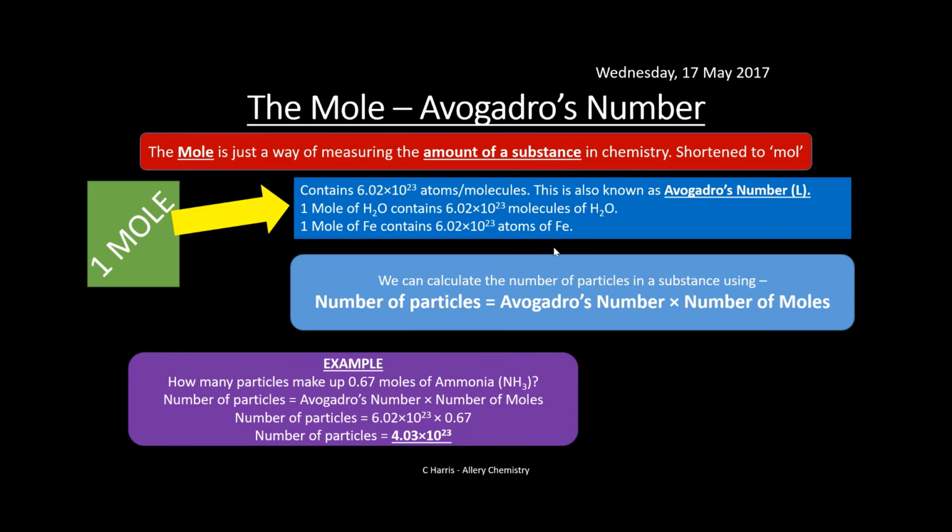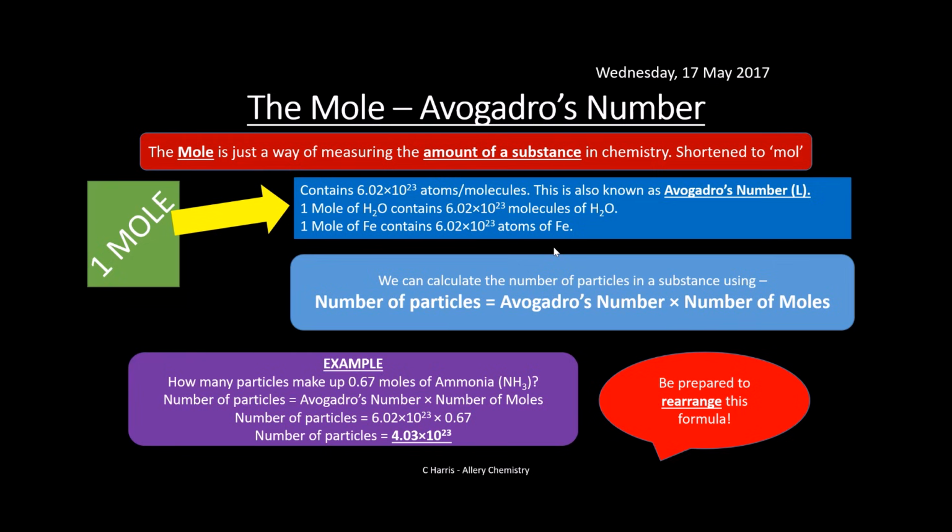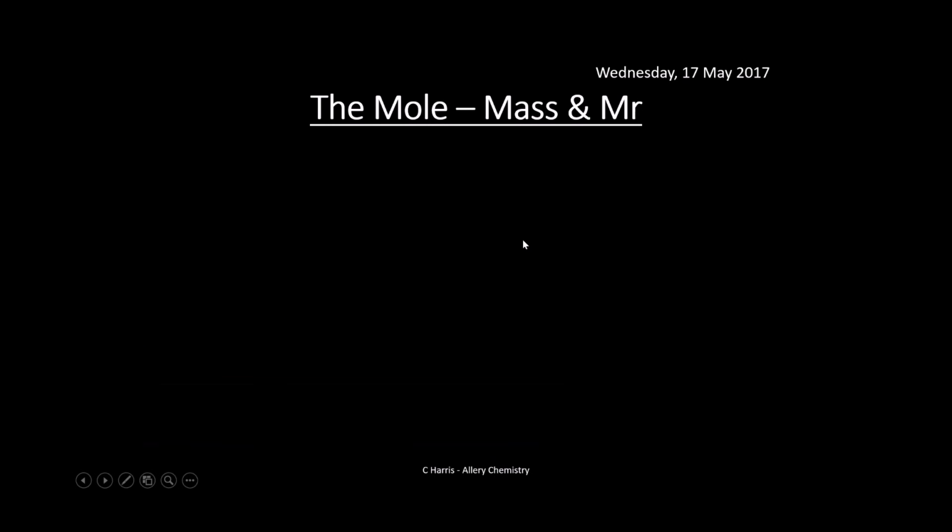How many particles make up 0.67 moles of ammonia, which is NH3? The number of particles is Avogadro's number times the number of moles. You can see here the number of particles is 6.02 times 10 to the 23 times 0.67, because that's the number of moles. So the number of particles is 4.03 times 10 to the 23. And also be prepared to rearrange this formula as well. They might give you the number of particles and get you to work out the number of moles. That would just be number of particles divided by Avogadro's number.